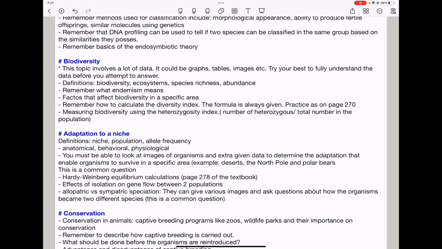You need to remember how to calculate diversity index. This formula is usually given in the exam, but you can use page 270 in order to practice for that part. On measuring biodiversity, they could ask about using the heterozygosity index. Please remember this is the number of heterozygotes divided by the total number in the population.